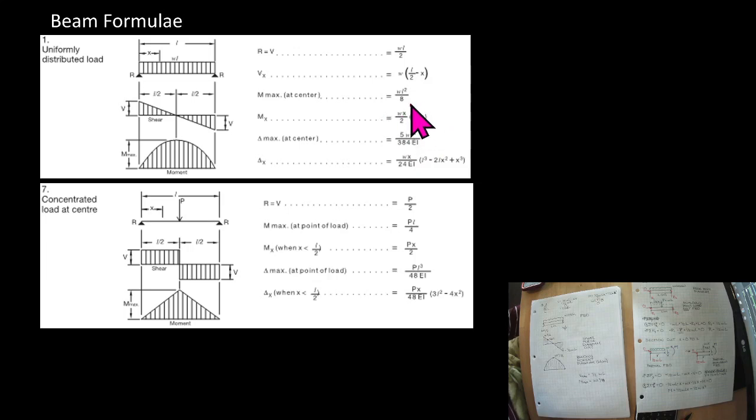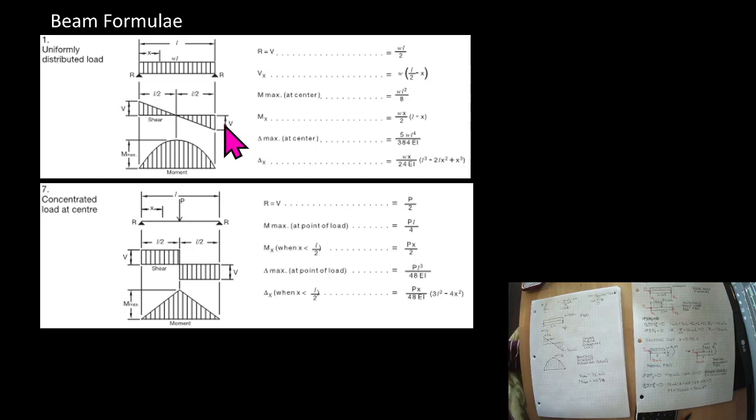M at any point along its length would be WLX divided by 2 minus WX squared divided by 2. Well, that's exactly what we calculated. Here is the point load. We calculated this and this, and we calculated that. So we were able to figure out all of these by using method of sections.